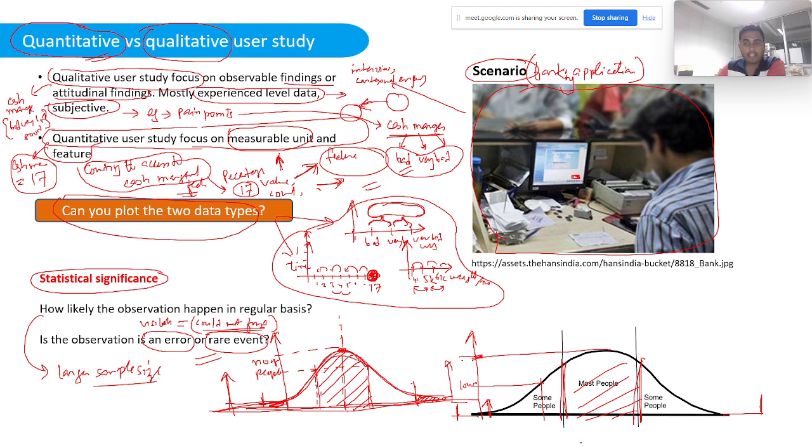So in order to understand whether a particular observation is recurring or signifies certain importance, we need to understand the statistical significance of a particular feature or event. So that's why we need to know this normal distribution curve. Okay, clear?